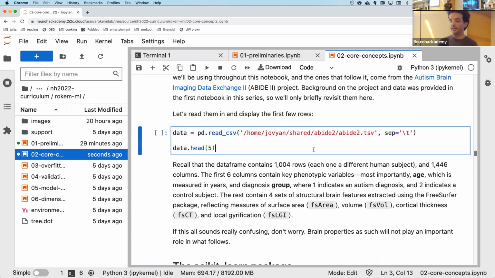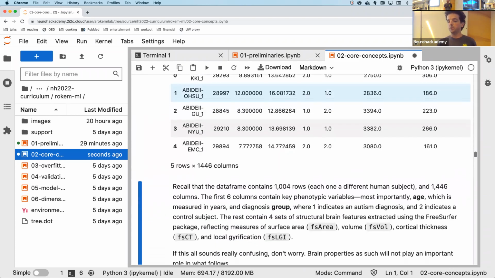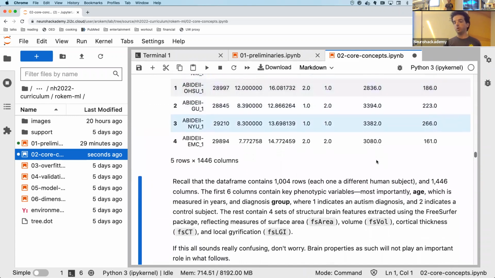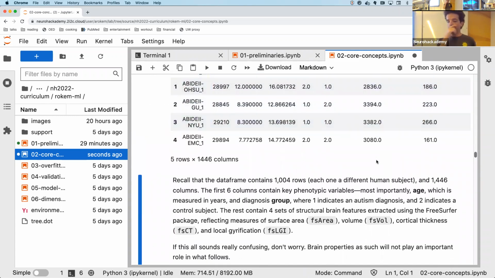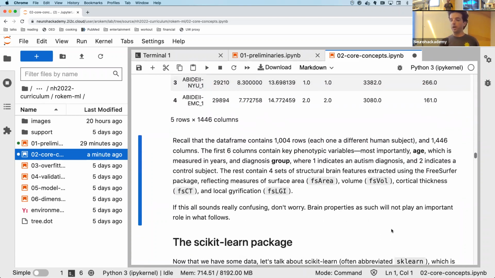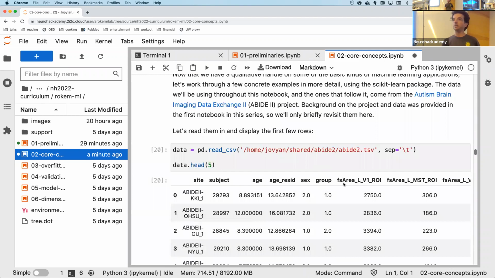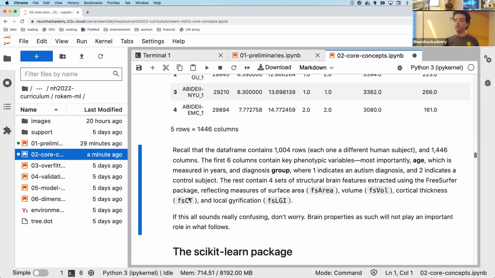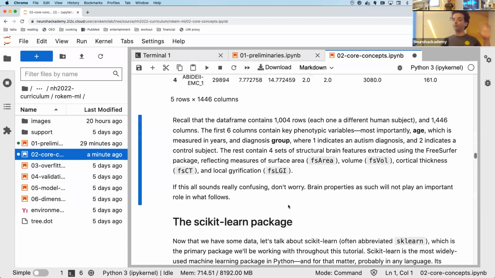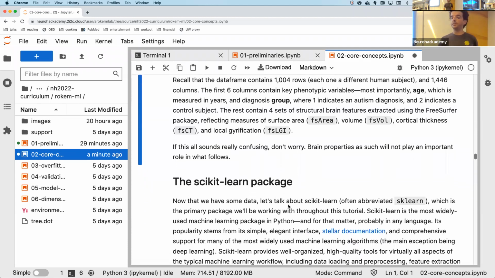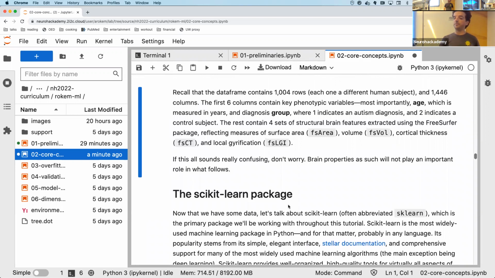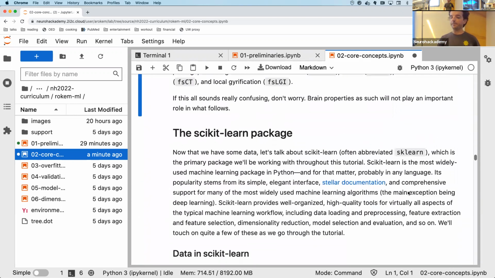Okay, so here's the Abide data set again. You'll remember that we have these columns that are summaries of FreeSurfer-derived area, volume, cortical thickness, and local gyrification. The prefix here is FS area, or FS volume, or FSCT, or FS LGI for these four different features derived from the analysis of this data. The brain properties themselves, like how they were computed exactly, is not particularly important for our purposes here. But here is again this data.